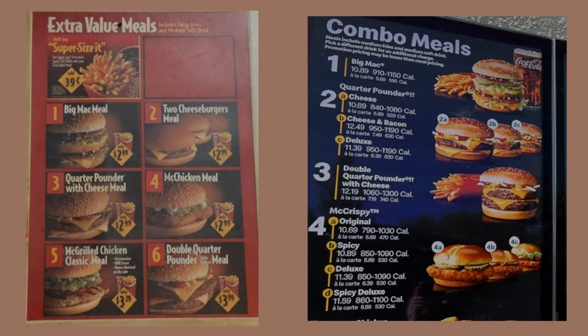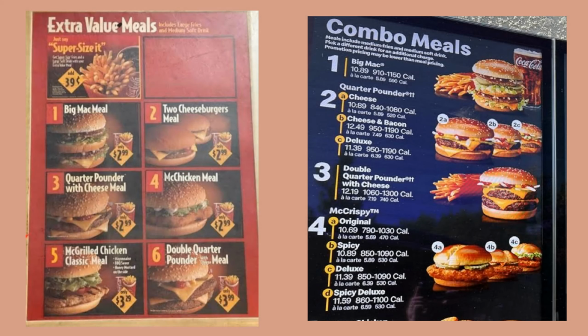An example of this would be food. On the left, we have a McDonald's menu from the 1990s. On the right, we have essentially the same menu from current times. And look at the price differential. In the 90s, a Big Mac meal and a Quarter Pounder with cheese meal were $2.99. But in current times, those same meals are priced at $10.89.